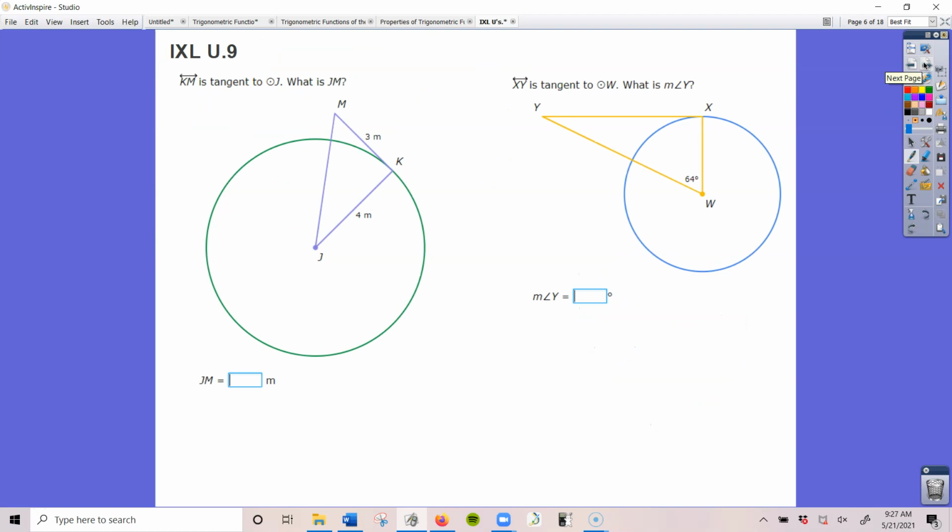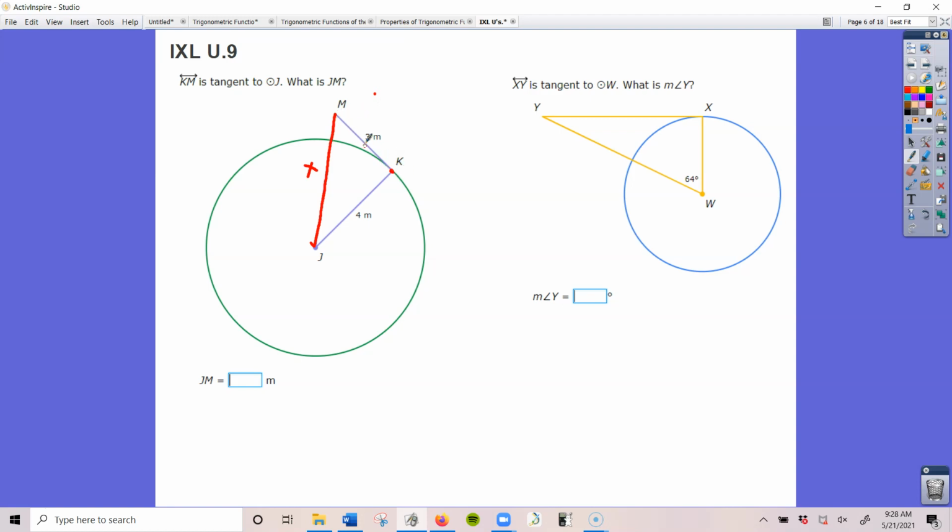Now let's look at U9. It says KM is tangent to circle J. What is the value of JM? So we're looking for this. Now what you need to know about tangents: a tangent is a line that touches the circle at exactly one point, which as you can see is this one here.